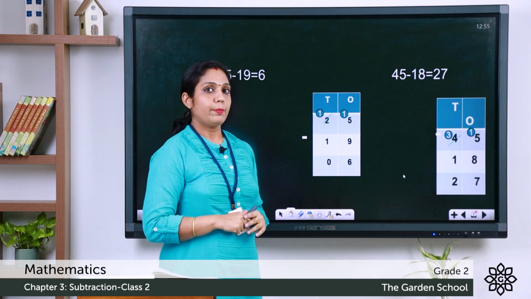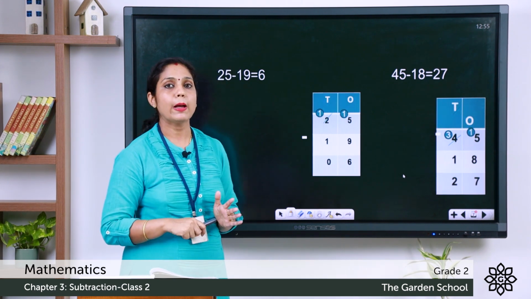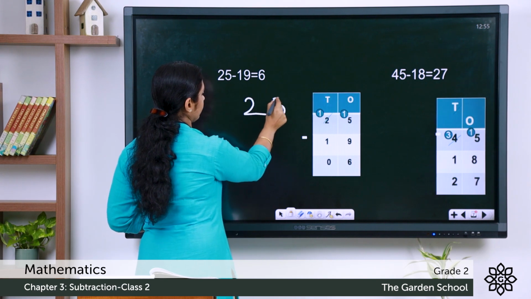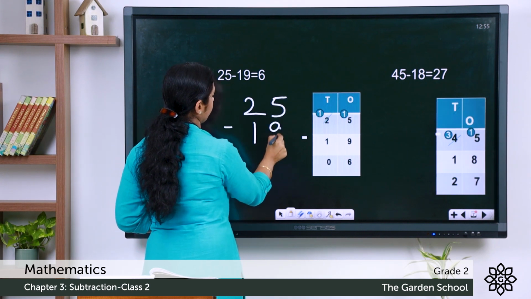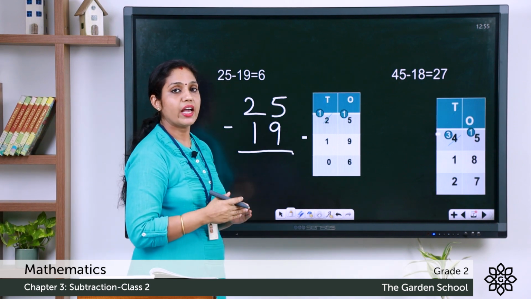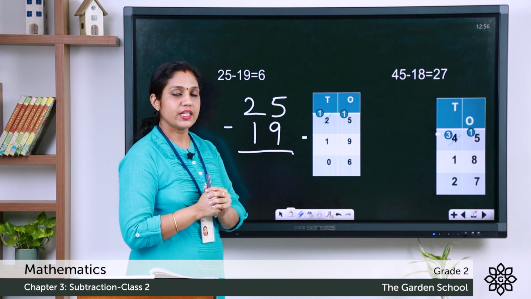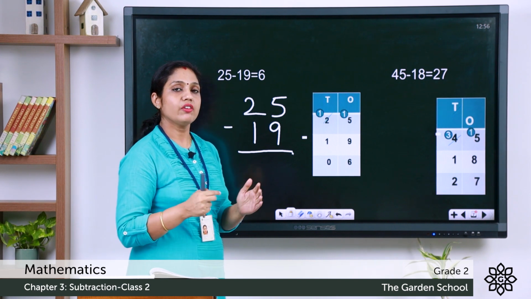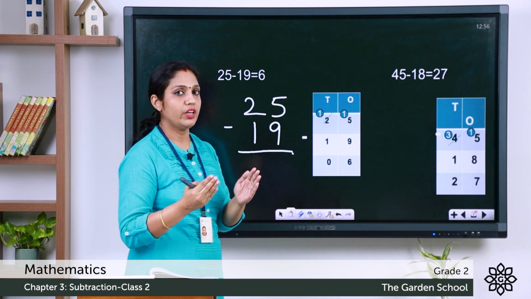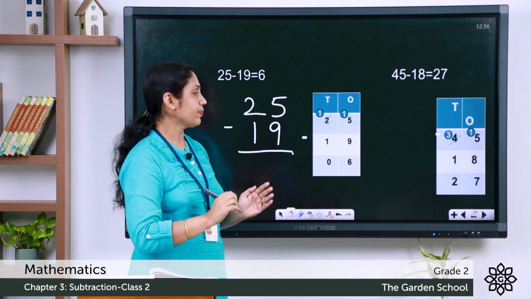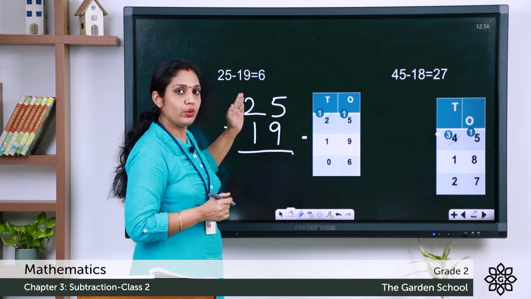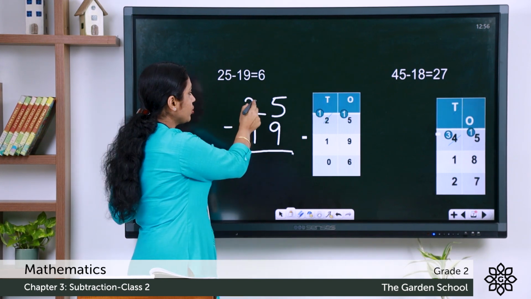Let's take another example. We have 25 minus 19. Here in the ones place, we have 5 and 9. Which number is greater? 9 is greater. We are not able to subtract 9 from 5. So what we have to do? We need to borrow from the tens place. What number is there in the tens place? We have 2 here. So we are going to borrow from 2.